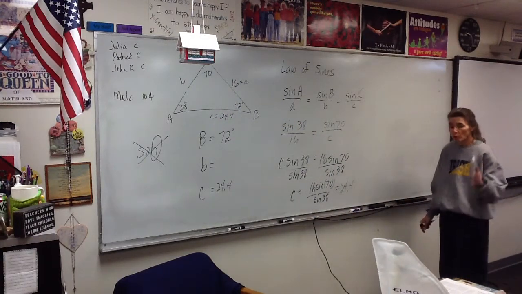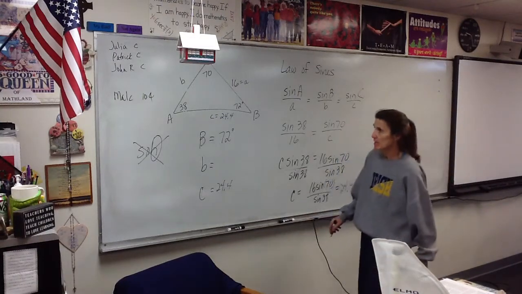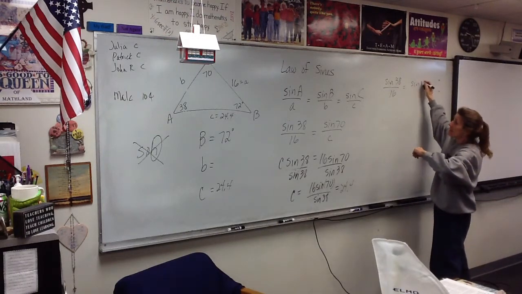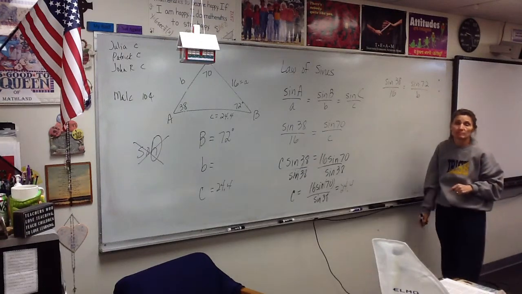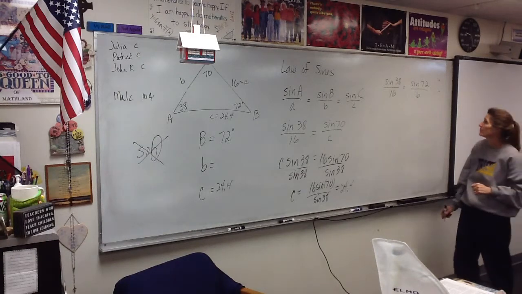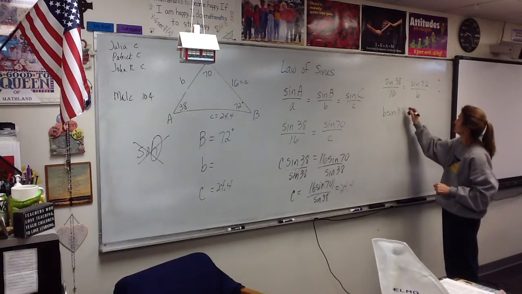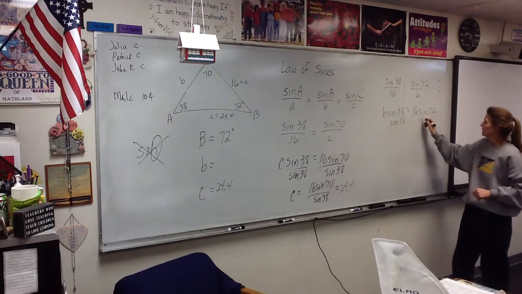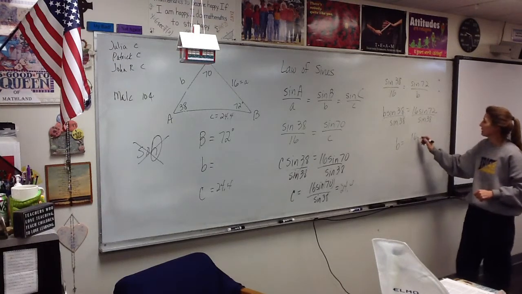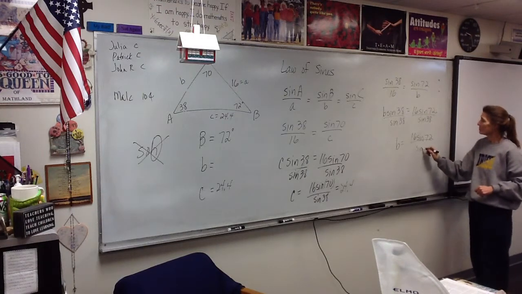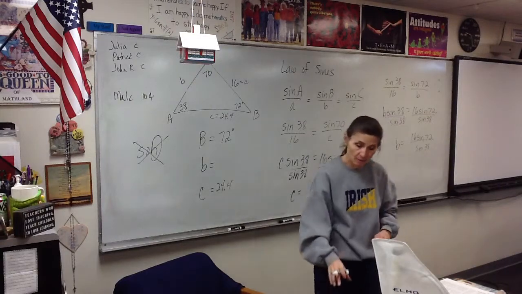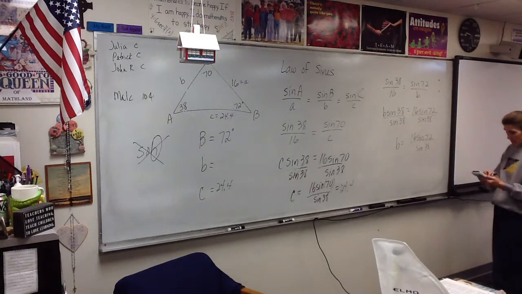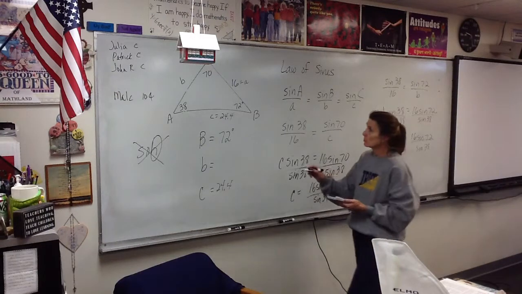Now we need side B. We're going to do exactly the same thing, kids. Exactly. We're going to say sine 38 is to 16 as sine 72 is to B. Cross multiply. And divide. So once again, I'm going to go to my calculator and I'm going to type this in, being very careful to close the parentheses around the angles. So 16 sine 72 divided by sine 38. That side is 24.7.